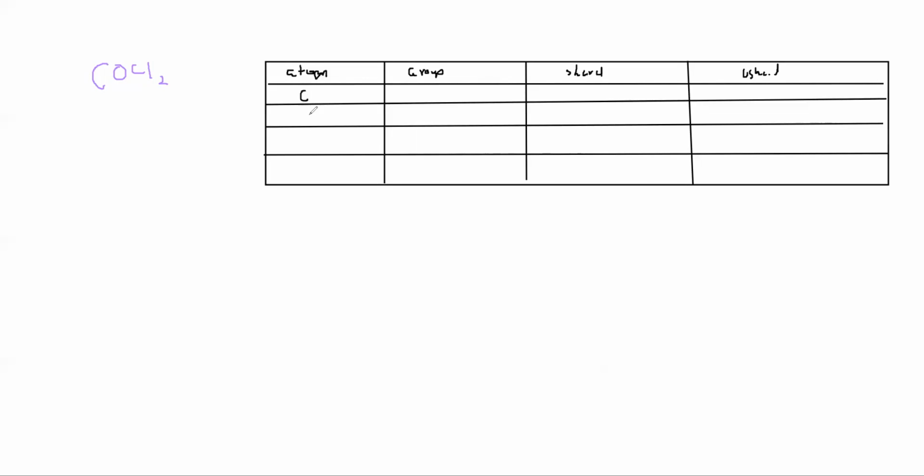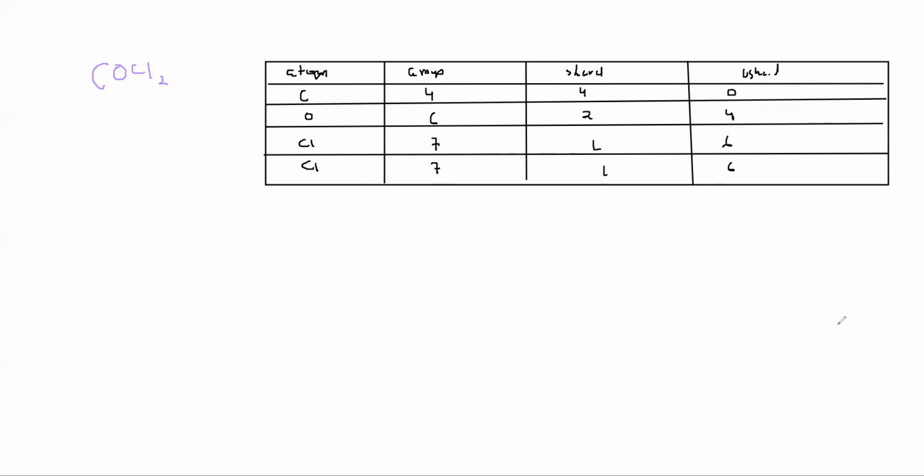What are the atoms? Carbon is there, oxygen is there, chlorine and chlorine. Why twice? Because it's Cl2. Carbon belongs to group 4, oxygen belongs to group 6, chlorine belongs to group 7, chlorine belongs to group 7. How many will it share? 4, unshared 0. 2, unshared will be 4. 1, unshared will be 6. 1, unshared will be 6.